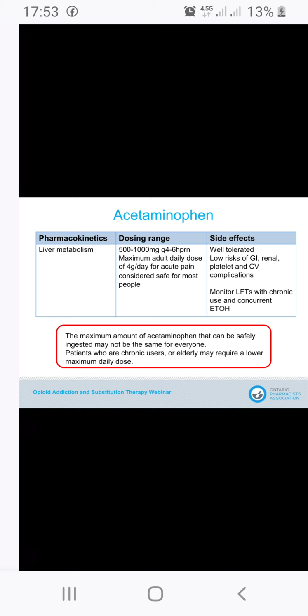The dosing range is listed for your reference, and we know that usually we recommend 4 grams per day as a maximum safety for most patients. However, for patients that are on chronic use of acetaminophen, so chronic being months on end or years, we generally anecdotally recommend 3 to 3.2 grams per day. And maybe even lower than that in patients with risk of cirrhosis or using other medications that can affect the liver.